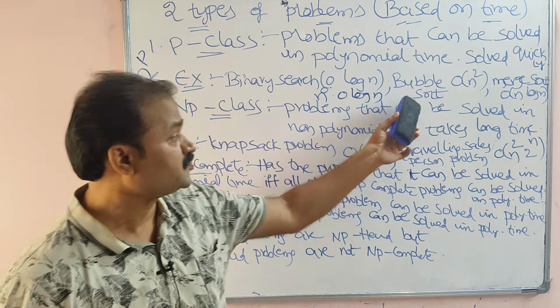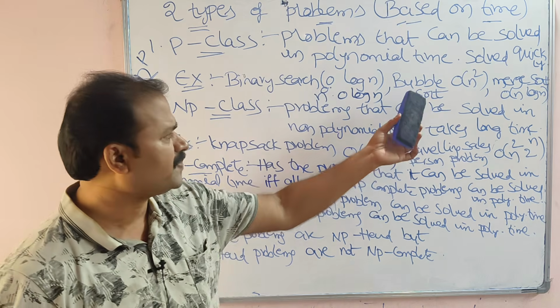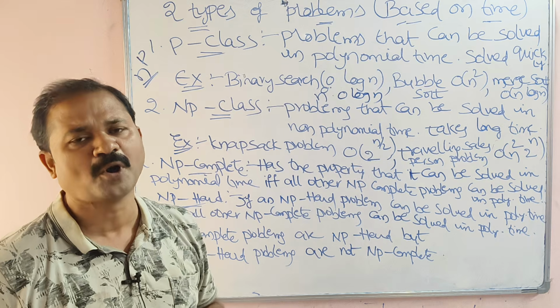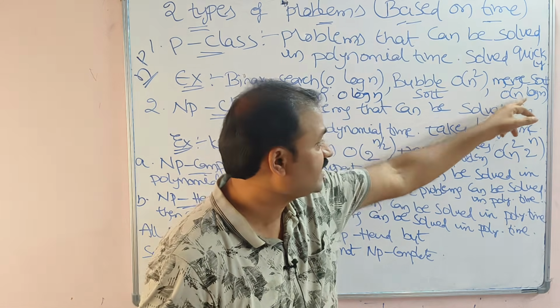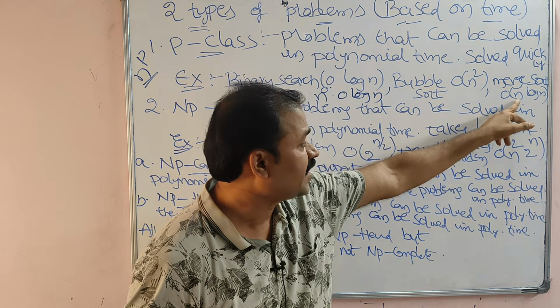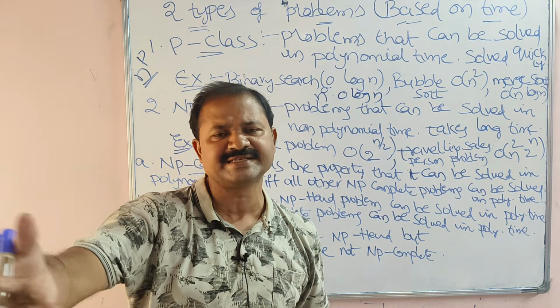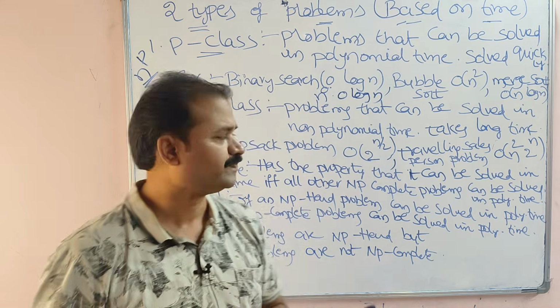Okay. Next, bubble sort. The time complexity is order of n square. So n power something is nothing but polynomial time. Merge sort: order of n log n. N log n can be written as n power 1 log n. So n power 1 is nothing but polynomial time.